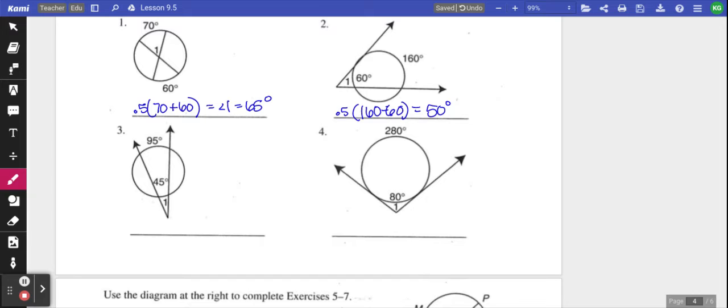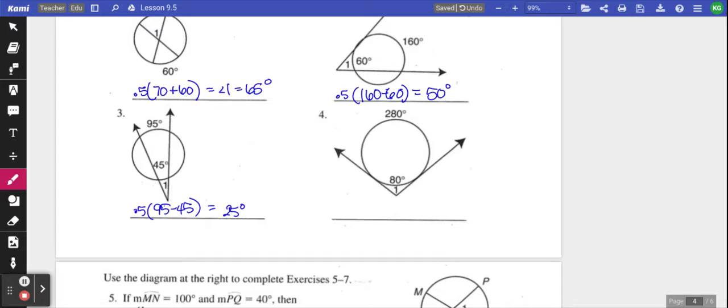Number 3, I have two secants. So again, it's half of the angles subtracted, which would be 25 degrees. And number 4, I have two tangents, which one more time is 1/2 the difference, which would give me 100 degrees.